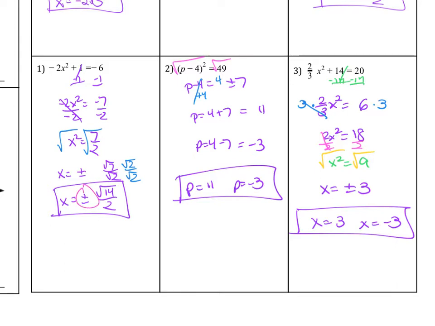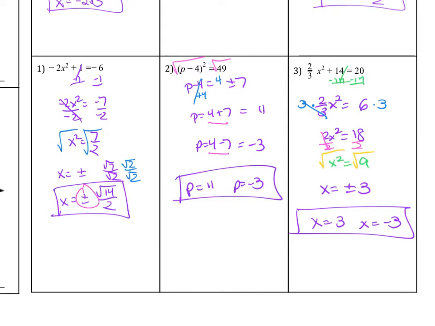For number 2, so when you do this, you square root 49, there was a plus or minus, and then you add 4 to both sides. So when you have the plus or minus inside, that means you have 2 separate equations. So you have 4 plus 7, and then you have 4 minus 7, and you evaluate that all the way. So 4 plus 7 is 11, 4 minus 7 is negative 3, so p equals 11, and p equals negative 3.